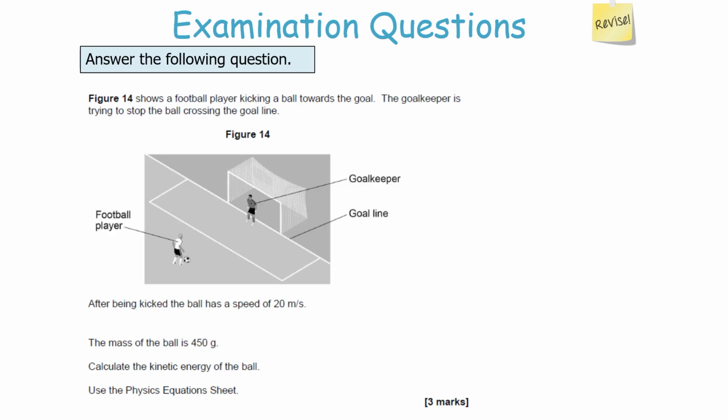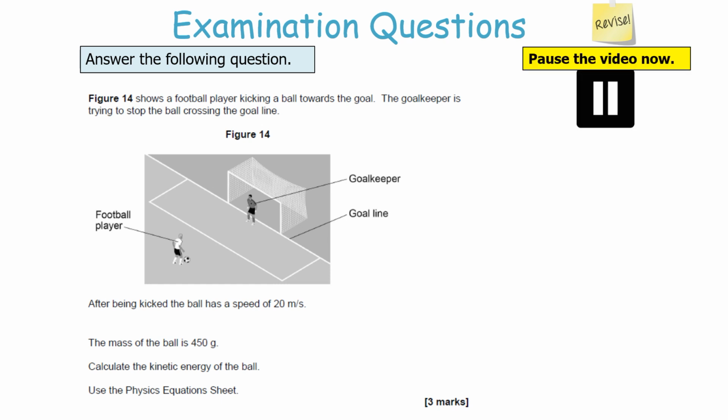The next question says that figure 14 shows a football player kicking a ball towards the goal. The goalkeeper is trying to stop the ball crossing the line. After being kicked, the ball has a speed of 20 meters per second. The mass of the ball is 450 grams. Calculate the kinetic energy of the ball. So pause the video now, then unpause the video when you want to go through your answer.